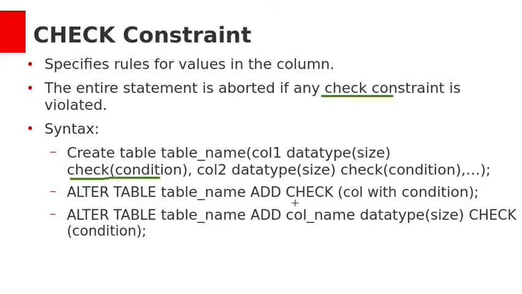You can add this check constraint for the existing tables also on specified column by using this syntax: alter table, table name, add check on. You need to specify column name here with some condition. This third one is for while adding new column, you can specify this check constraint for the existing table. This third one is for add new column with constraint for the existing table: alter table, table name, add. Here we need to specify new column name and its data type and size with this check constraint. Let us see how to add this check constraint in Oracle.